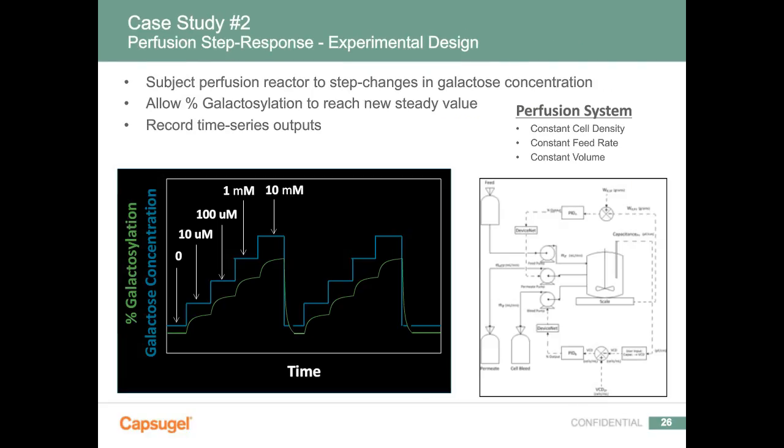So in this case study, what we did was we looked at a step response. We subjected the perfusion reactor to step changes in galactose concentration. Those are the lines there. And then we allowed the galactosylation to reach a new steady state value for the outputs. In this, we used a perfusion system that ran at constant cell density, constant feed rate, and constant volume.